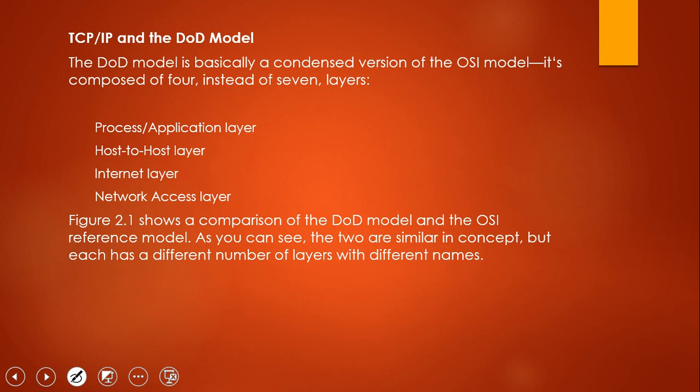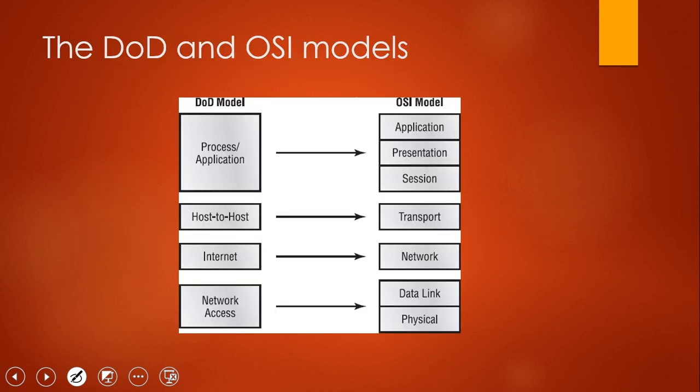TCP/IP and the DoD model. The DoD model is basically a condensed version of the OSI model. It is composed of 4 layers instead of 7: process application layer, host to host layer, internet layer, and network access layer. Figure 2.1 shows the comparison of the DoD model, as we checked in the previous diagram.